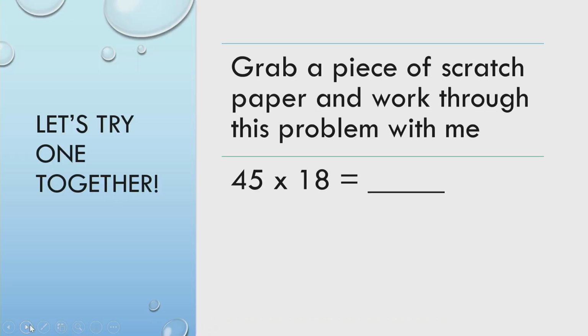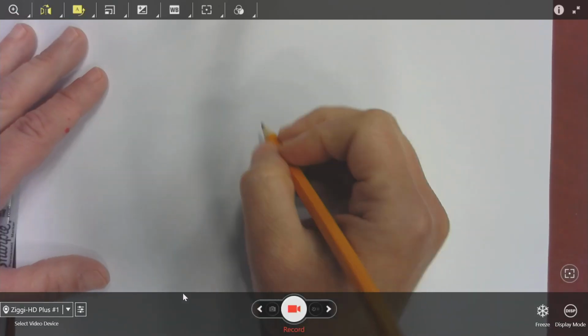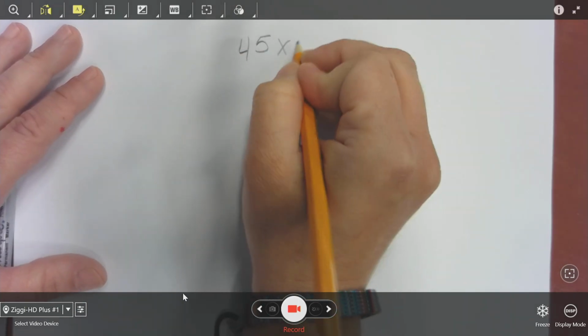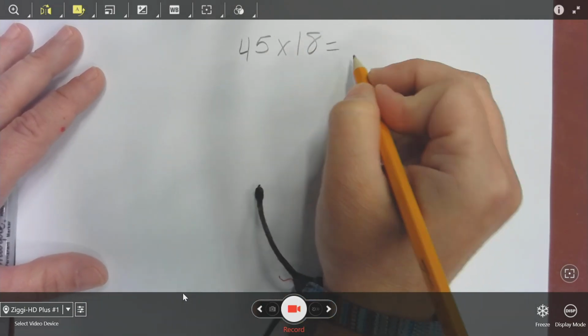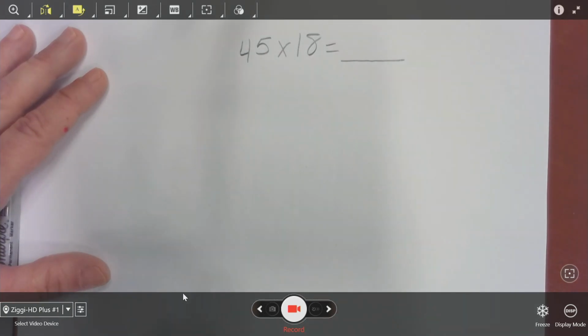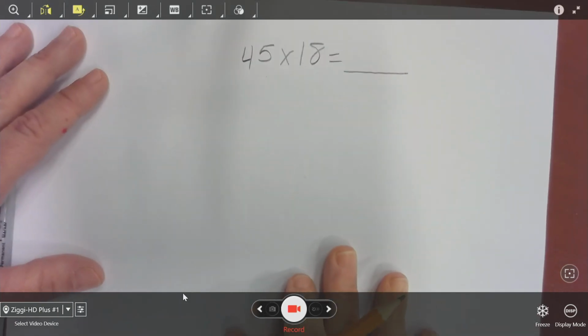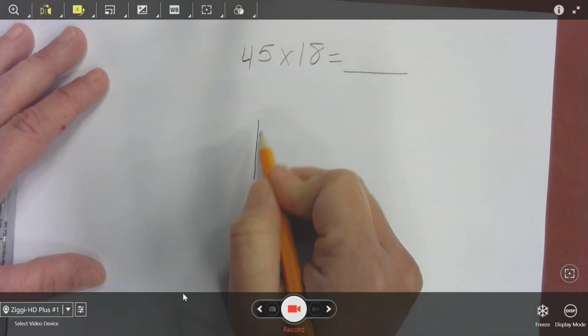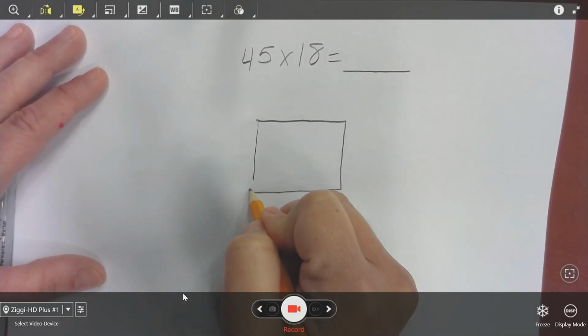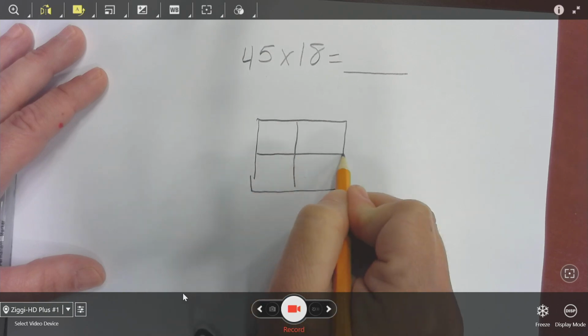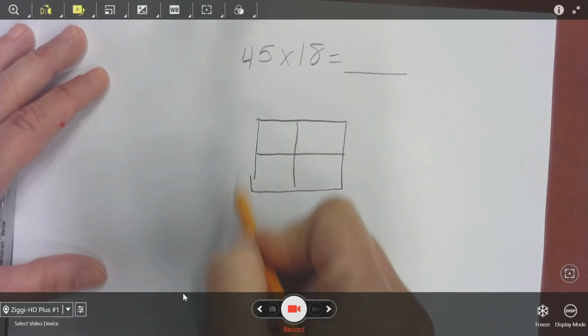Okay? Now, why don't you grab a piece of scratch paper and a pencil, and nothing important, I mean, napkin, paper towel, piece of paper, pencil, anything, any kind of scratch paper, and let's do this problem right here together. 45 times 18. Okay? What do I do first now? If you said draw my window, you are correct. Draw the window. Your paper should now look like mine. You should have the problem and the window.